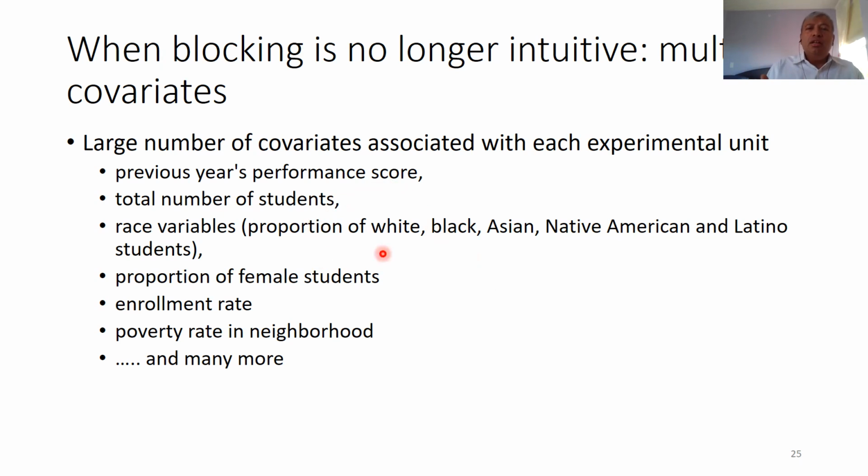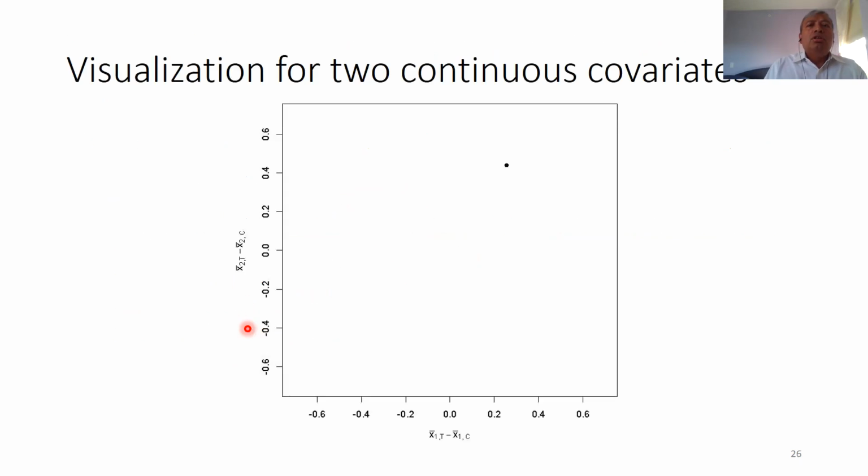Proportion of white, black, Asian, Native American, proportion of female students, enrollment rate, poverty rate in neighborhood, and so forth. So blocking is pretty unintuitive in this kind of scenario. So let's see how this entire idea would work in a two-dimensional covariate scenario, right?